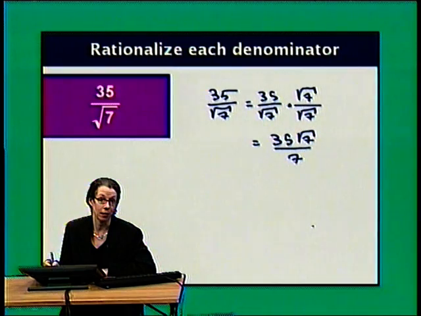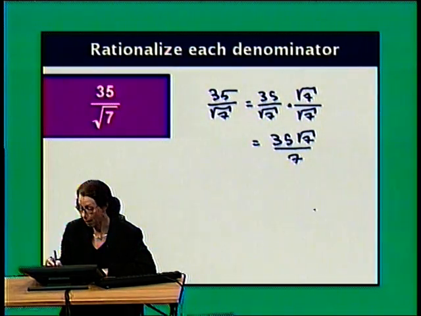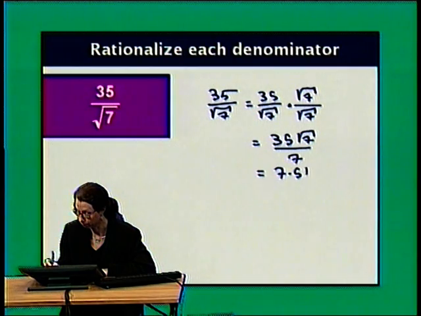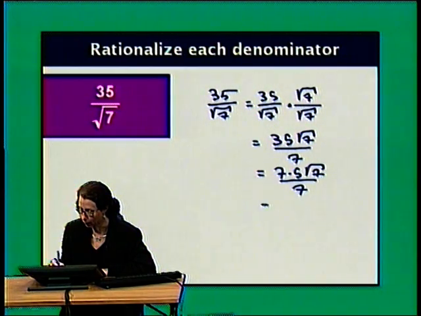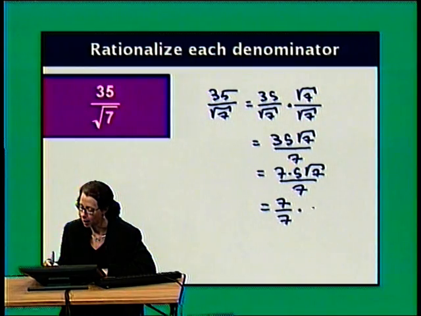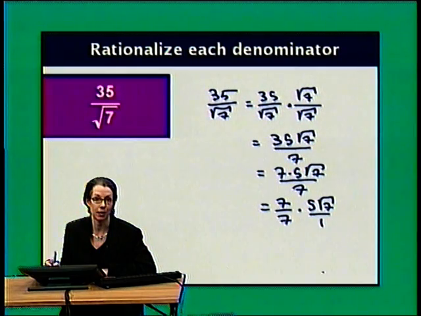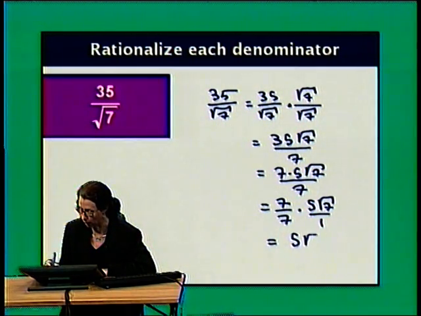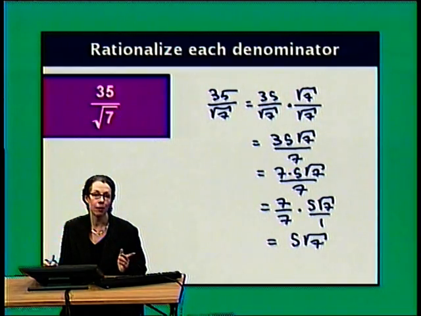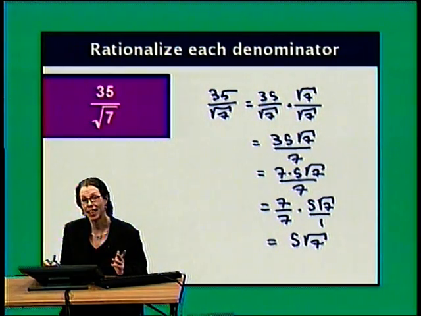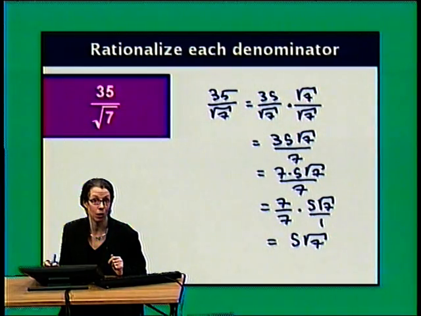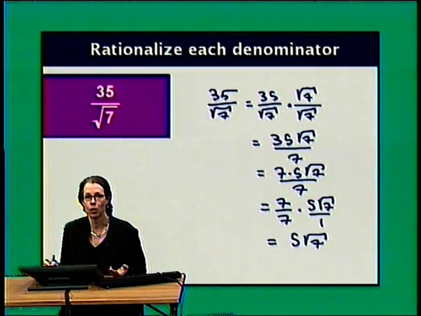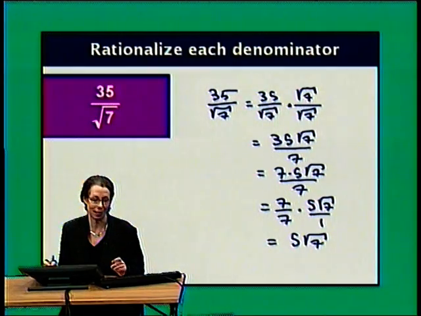Now I can simplify this a little bit more because I notice that 35 factors into 7 times 5. And I can pull out that 7 over 7, and I'm left with 5 square root of 7 over 1. 7 over 7 is 1, and this simplifies into 5 square root of 7. Now in this particular example, you can see that what I ended up with is a little bit simpler than what I started with because I no longer have a fraction. So in some situations, rationalizing the denominator can actually help simplify things so that further work with this number is a bit easier.